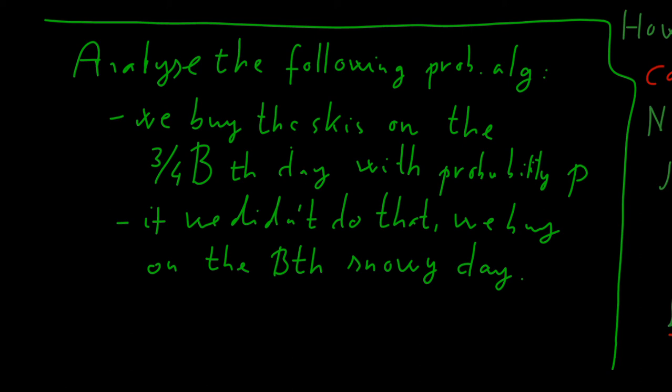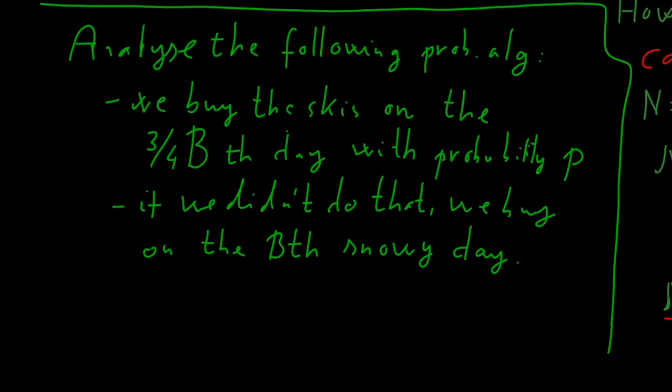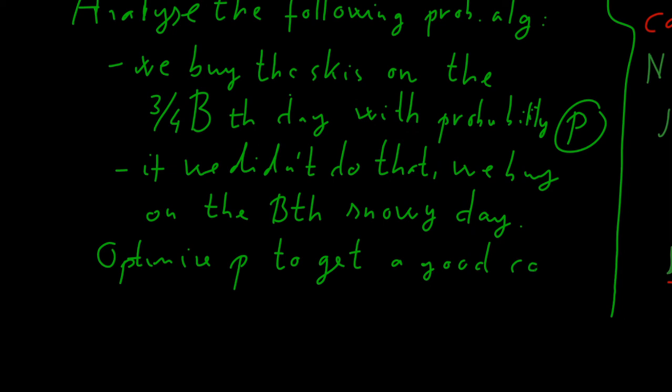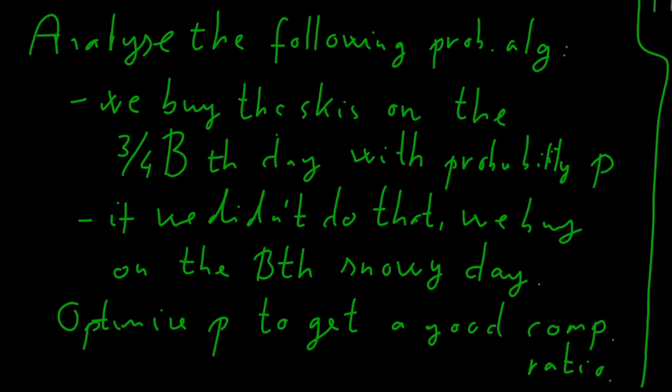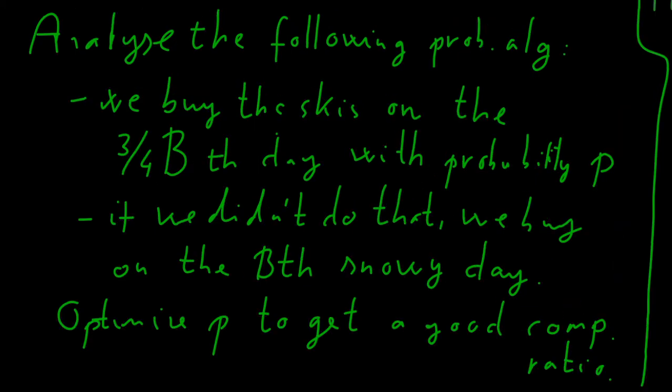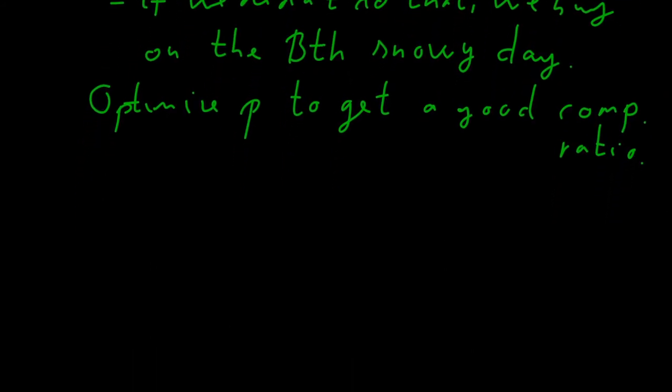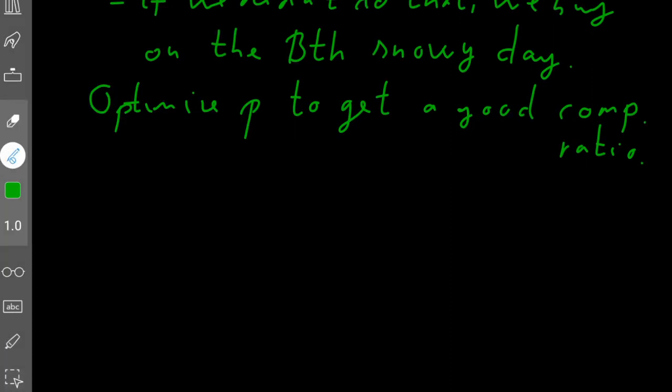And okay, so we'll try to compute the expected value of this algorithm, and we will try to optimize this value p. Optimize p to get a good competitive ratio. So okay, how do we solve such an exercise? Because that's an exercise, of course. So I'm just writing here the solution.